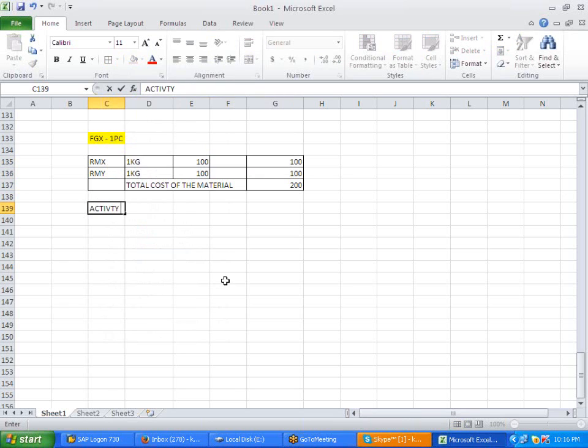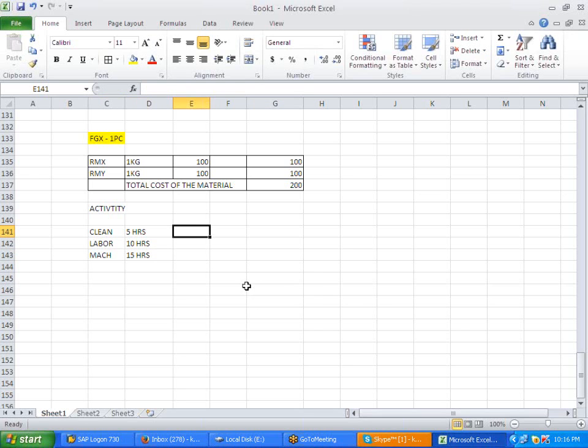Some activity needs to be performed on this product, right? It will not come by itself, right? Some work should be done on this, like some cleaning activity is required, some labor activity is required, some machine activity is also required, right? So let's say this cleaning activity requires 5 hours. This labor requires 10 hours to manufacture that one single product. This machine requires 15 hours.